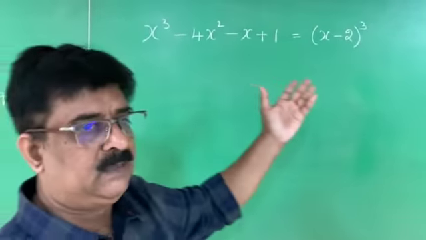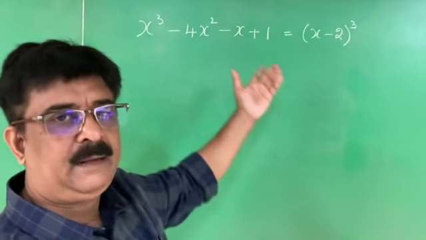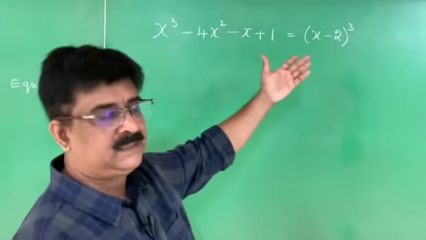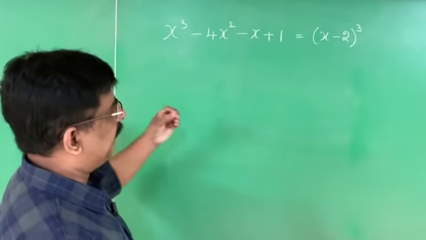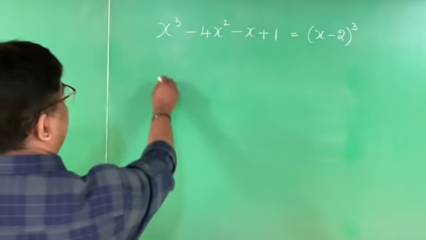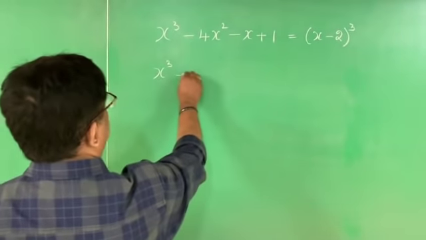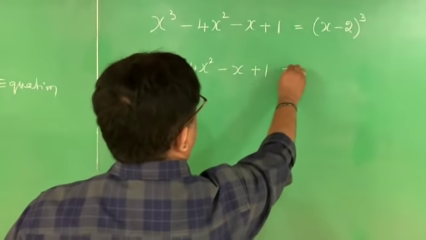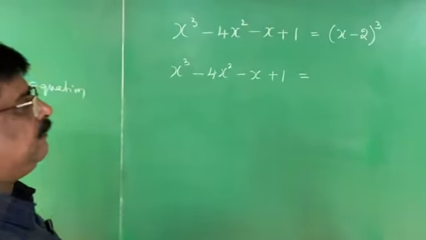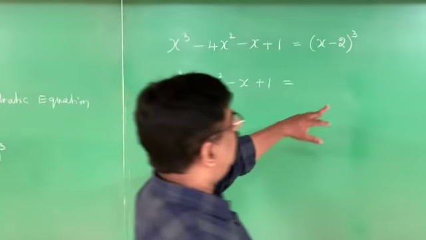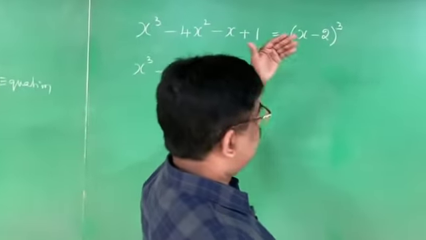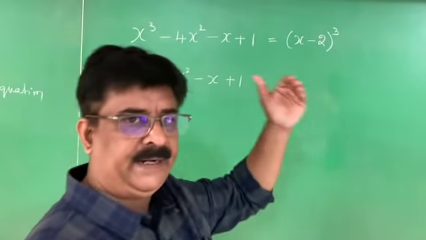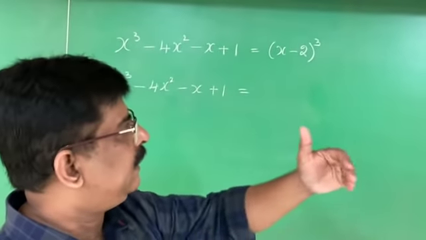The previous problem was a plus b whole cube. This was a minus b whole cube. The same numbers are given, therefore it is a mere practice problem. I write x cube minus 4x square minus x plus 1 is equal to, this is a minus b whole cube. A minus b whole cube is a cube minus b cube minus 3ab into a minus b.